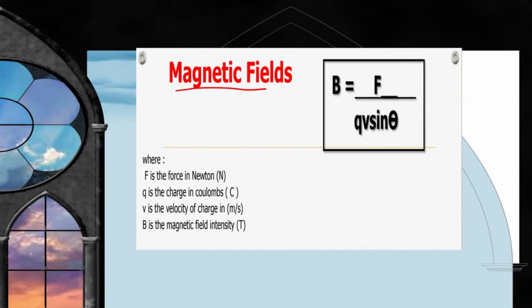Let's talk about magnetic fields. For magnetic fields, we have here the formula: B equals force over qv sine theta, wherein your force must be in Newton, your q is your charge in coulomb, V is your velocity in meter per second, and your B is your magnetic field intensity, which is in Tesla. We are using sine theta for us to solve for the value of the angle.